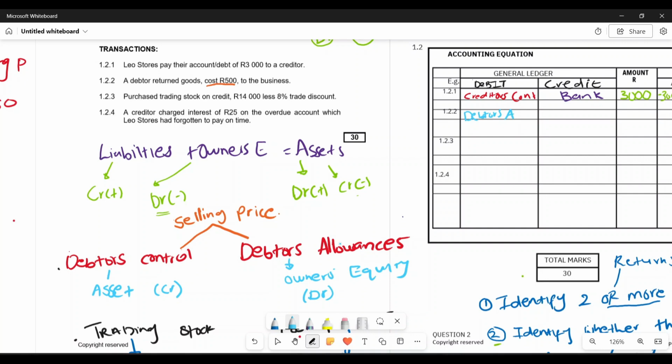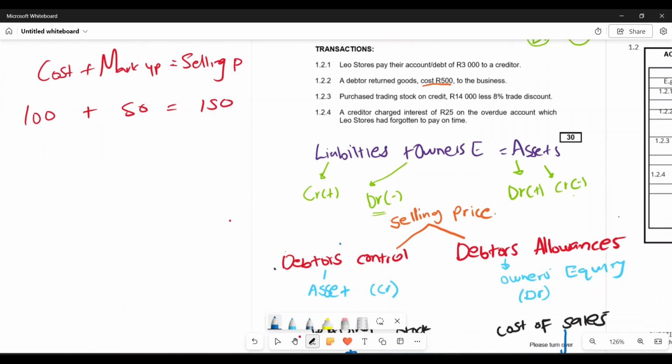Debtor's allowances. And I said my debtor's control would be credited, because now when a person is returning something to me, they would owe me less money. As a result, my asset would decrease, right? So here, debtor's control. Now, remember, I said these two must be in terms of the selling price.